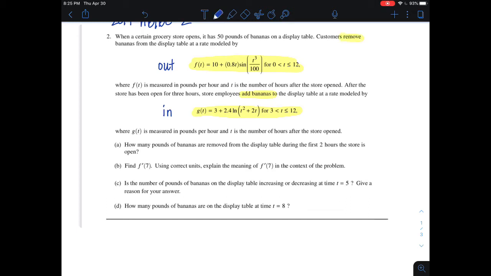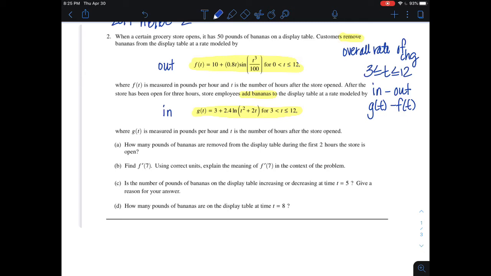Now you'll notice that these are not both on the same time frame, so you're going to have to be careful. It looks like in the first 3 hours, customers simply just remove, okay? So on the interval from 0 to 3, your overall rate of change is just the rate going out. Then once you get to t equals 3, now you have a rate out and a rate in, and you have to remember then that the overall rate of change, and again, like I just said, this is on the interval from 3 to 12, not on the whole thing, is going to be the rate in minus the rate out. So specifically, that's going to be G of T minus F of T.